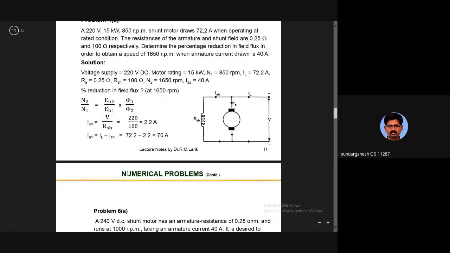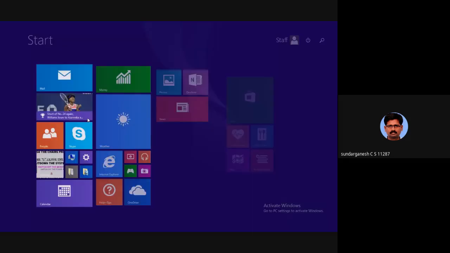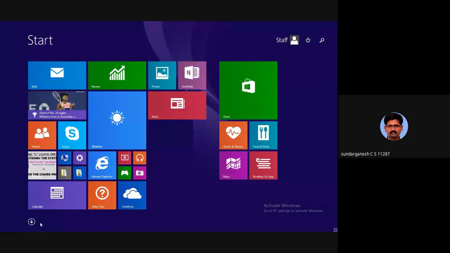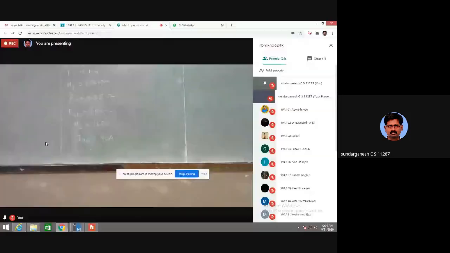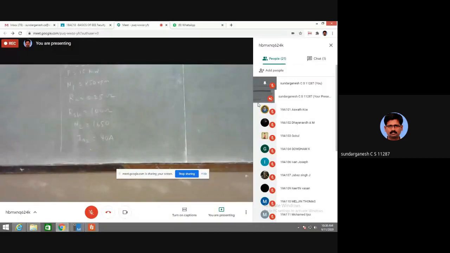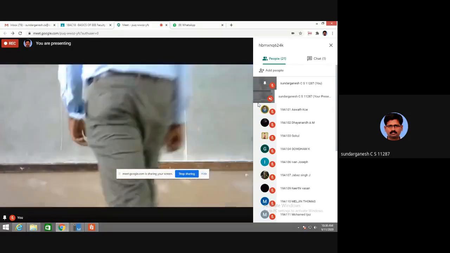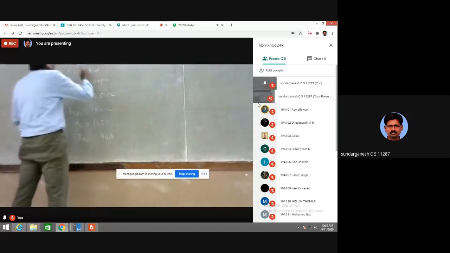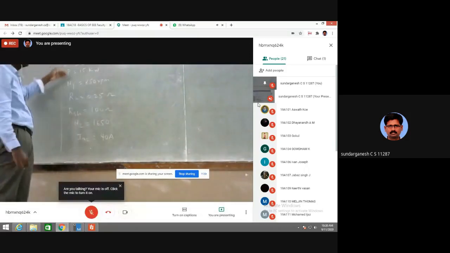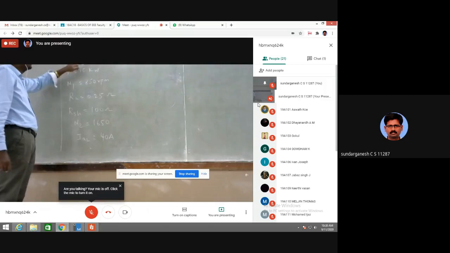So what is the question? They have to find the reduction in flux. Okay. So now we solve the problem. I hope this is visible here. So other than IL, you can see it. So IL is 72.2 amps.